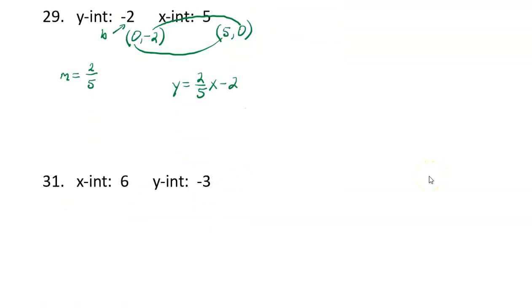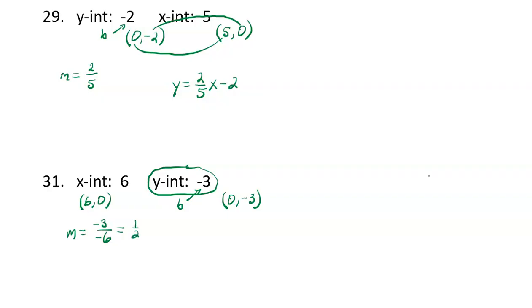All right, number 31 is the same concept. We're given the x-intercept and the y-intercept. So the y-intercept, that's good to know because that is the value of the b. But now we need to know the value of m. So the x-intercept is 6, 0, and the y-intercept is 0, negative 3. How have the y coordinates changed? It decreased by 3. How did the x coordinate change? It decreased by 6. And this reduces to 1/2. So the equation is y equals 1/2 x minus 3.